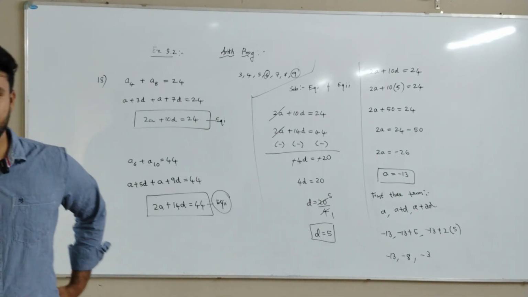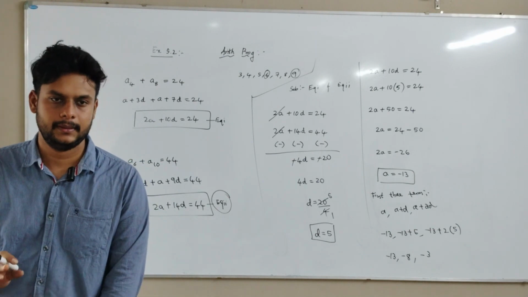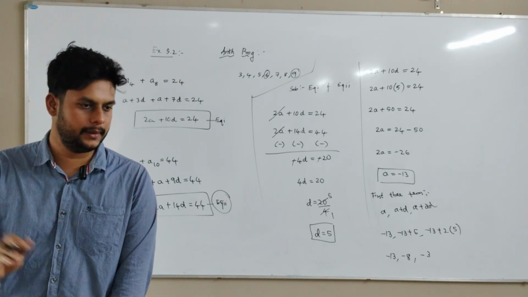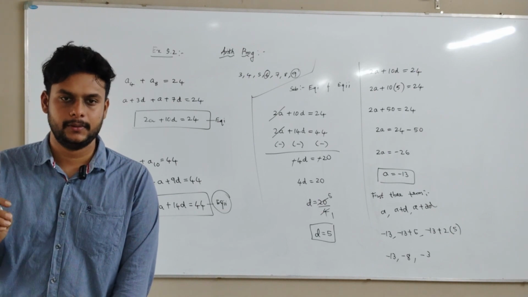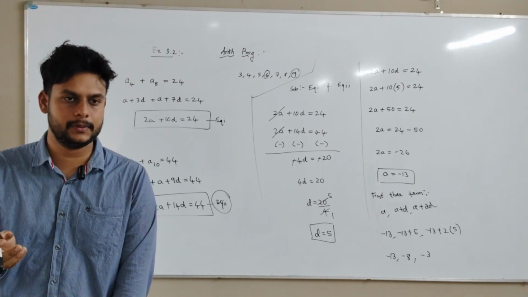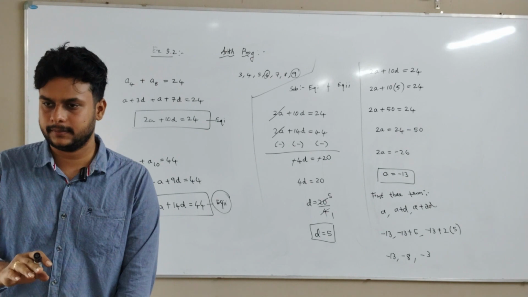Daily, at least whatever I do here, 30 to 45 minutes, go home and see whatever I did day to day. Cover it. Today if I do 7 sums, you should also go home and do the same 7 sums without saying anything.